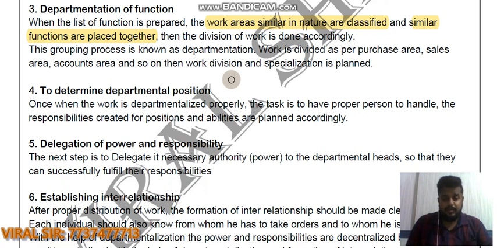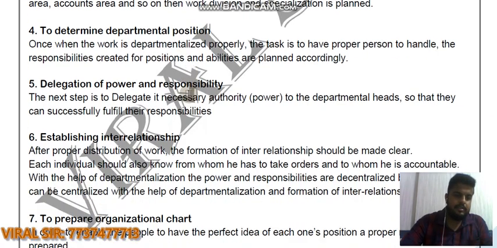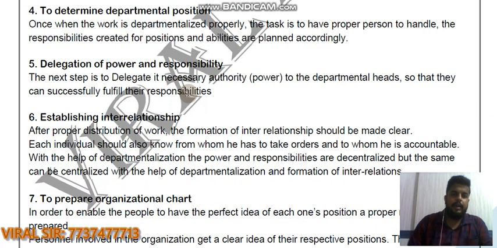Planning a single specialization for work for purchase, sale, and accounts is difficult. So we bifurcate them into groups. Then we have a proper plan for purchase, a separate plan for sales, a different plan for accounts. Clear? Next is to determine departmental position.